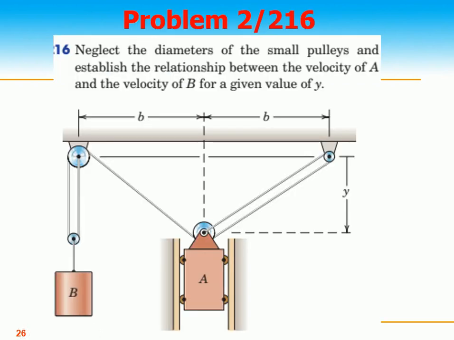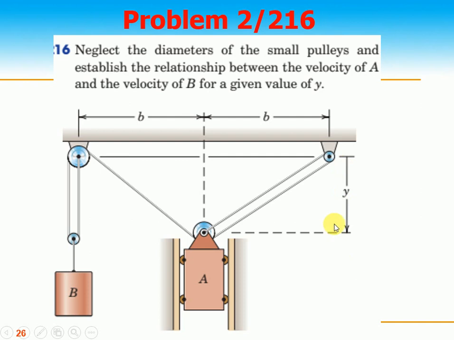The next problem is 2-2-16. Neglect the diameters of the small pulleys and establish the relationship between the velocity of A and the velocity of B for the given value of phi. If you see, this is the body A moving within the guides. This is the body B which is moving freely in the vertical direction. We want to develop the relationship between the velocity of A and B. This distance is B, this distance is B. Let's see how many degrees of freedom. If you see, this is one rope, and therefore it is 1 degree of freedom.